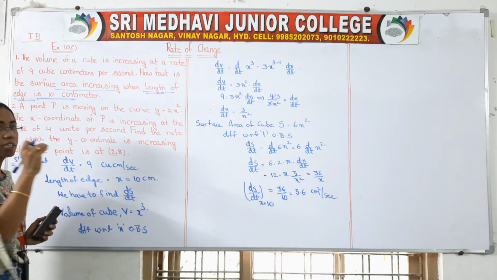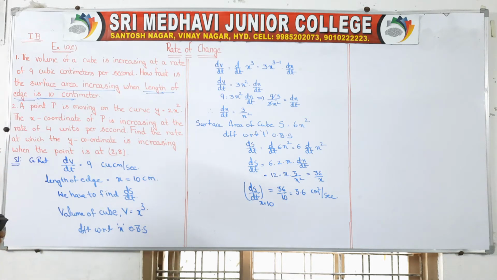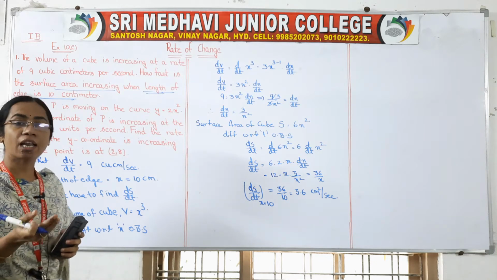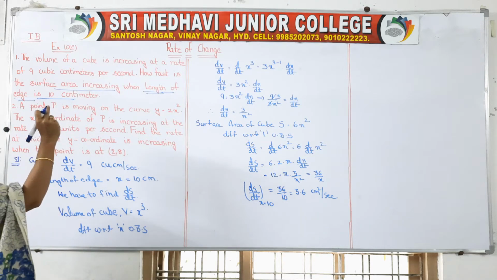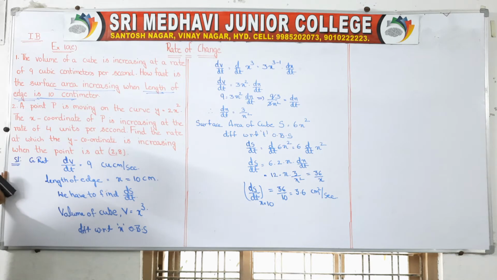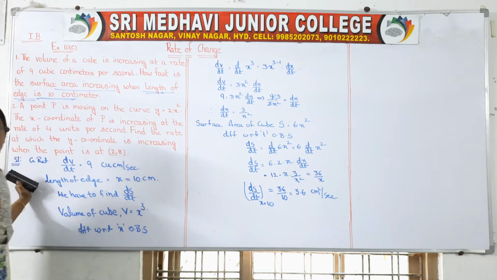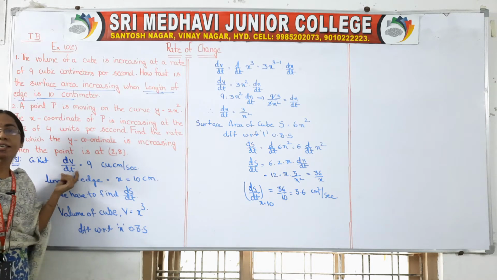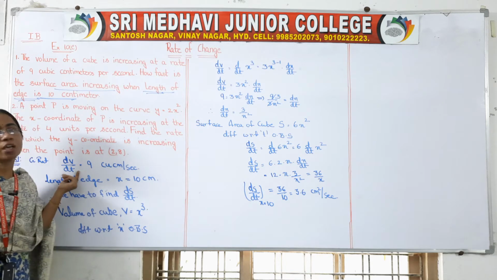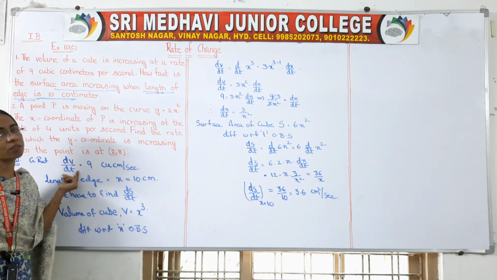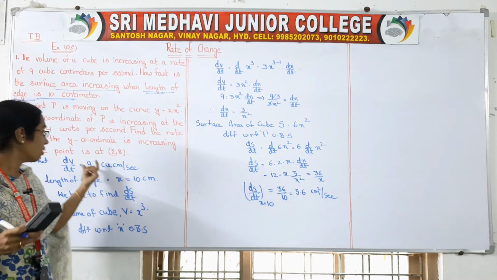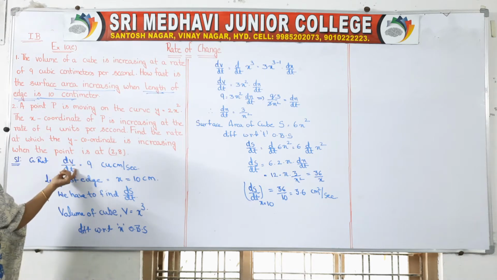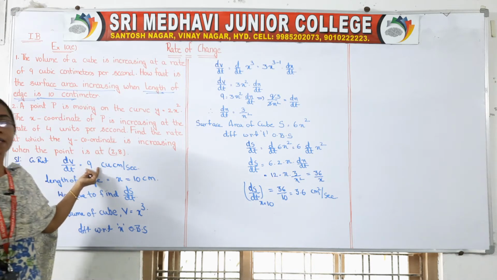So read the question carefully and try to understand which information is given to you and which value we have to find. So here the volume of a cube is increasing at the rate of 9 cubic centimeters per second. So if V is the volume of the cube, it is increasing. Increasing means rate of change of the value, right? Increasing or decreasing, we will take the rate of change, the derivative of that value. But if it is increasing, a positive value will be given to you. If it is decreasing, a negative value will be given to you.